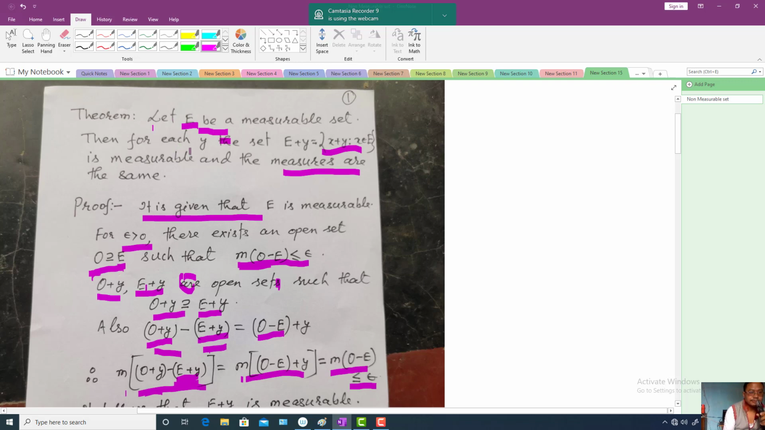Then for any Y, we define E plus Y, a new set defined by x plus y such that x belongs to E. That means the set E is translated by an amount of Y. E plus Y is measurable, and the measure of E and the measure of E plus Y are equal.